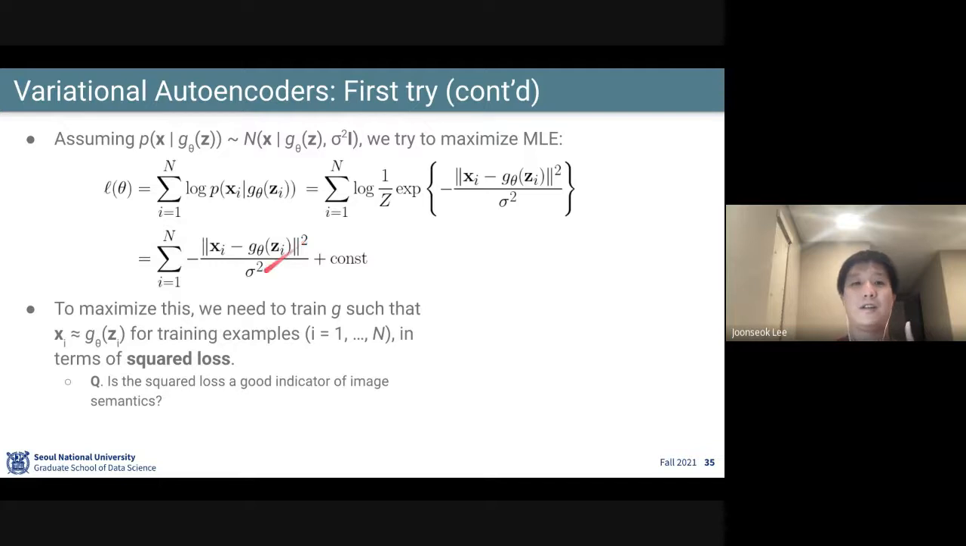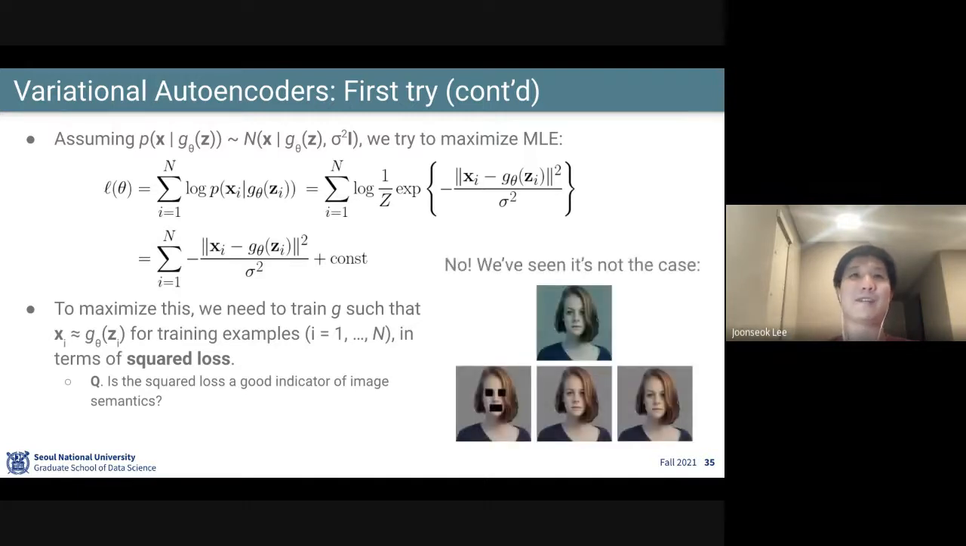right? Is it the right thing to do? The question is, is the squared loss a good indicator of image semantics? In other words, if our generated image is similar to the images we actually observe in the data set in terms of squared loss, then does it preserve the semantics of those images? No, right? We have seen some examples like that before. This one actually shows that the squared distance is not a good indicator of the semantics of the images. So this trial actually failed.